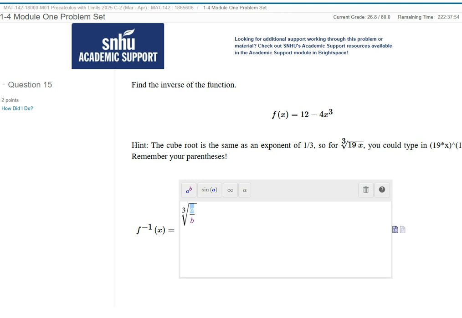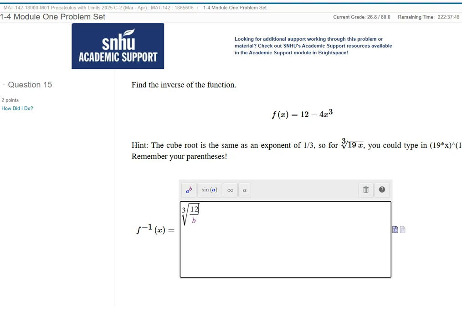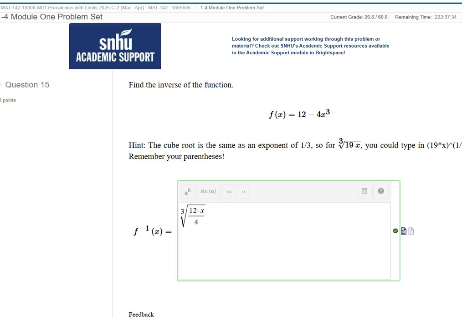And then the numerator, oh my brain, what was it? 12 minus x. Okay, so 12 minus x over, backspace to get rid of the B, put in a 4, and that should be it. How did I do? Yay! There you go. Okay, so I'm done.